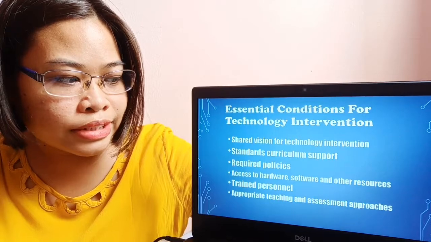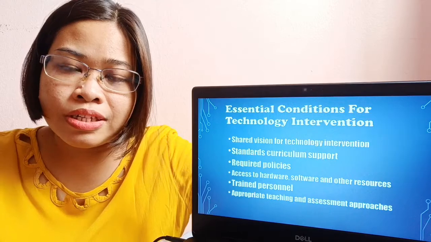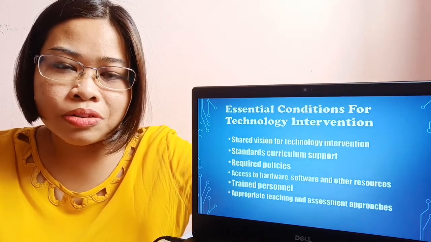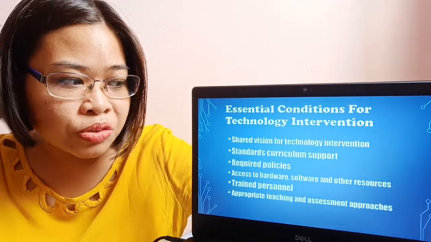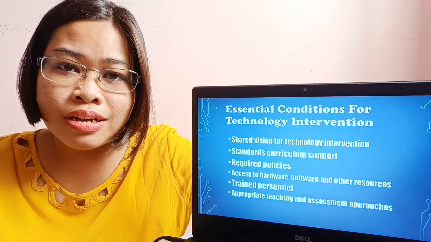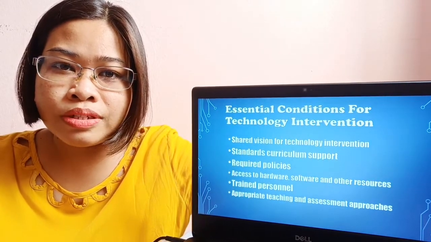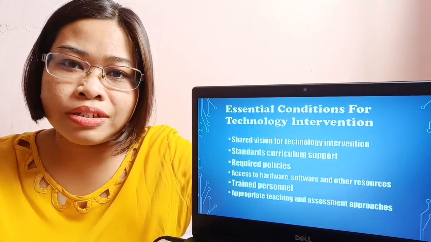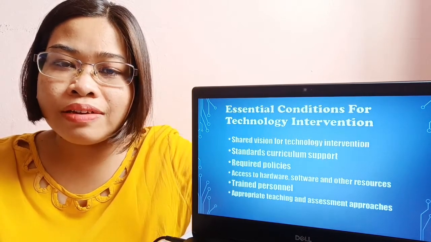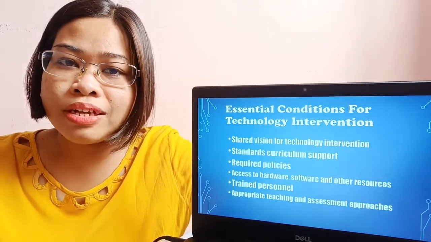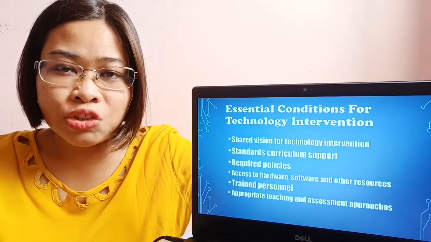Appropriate teaching and assessment approaches. The use of our technology and the media should also be supported by appropriate teaching. And we also need to assess those approaches for us also to improve our teaching and learning, and also identify if those technology and media that we are using are actually effective in our instruction.